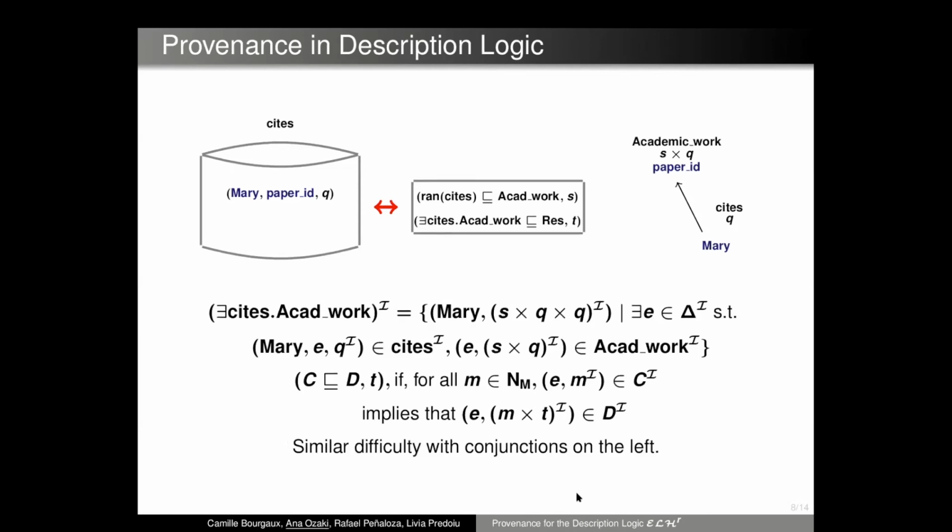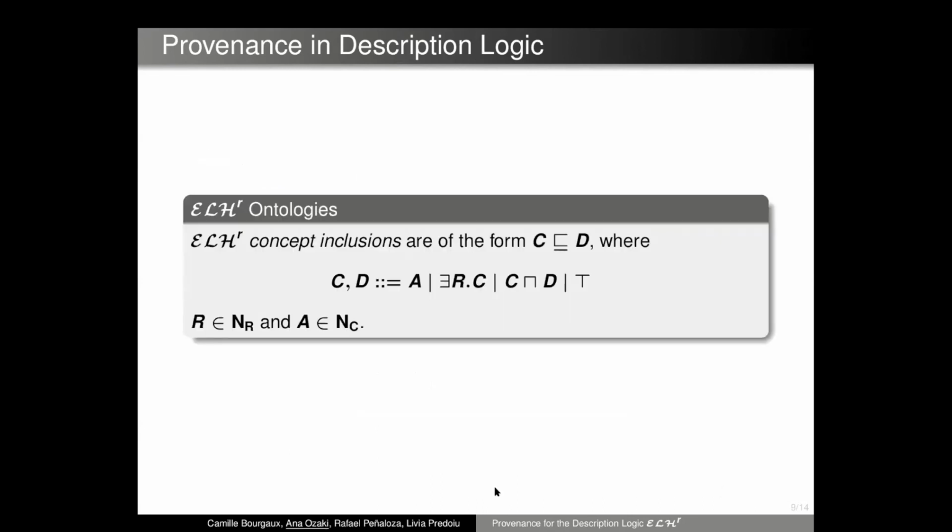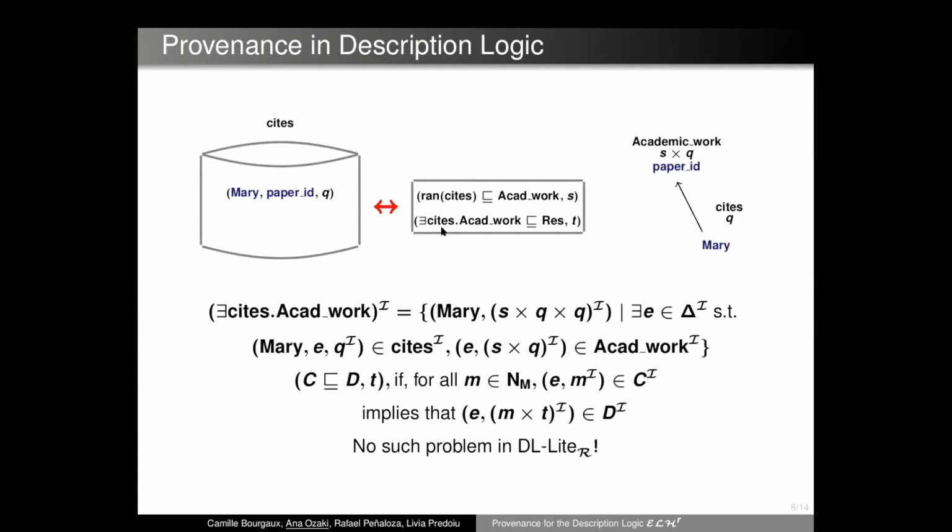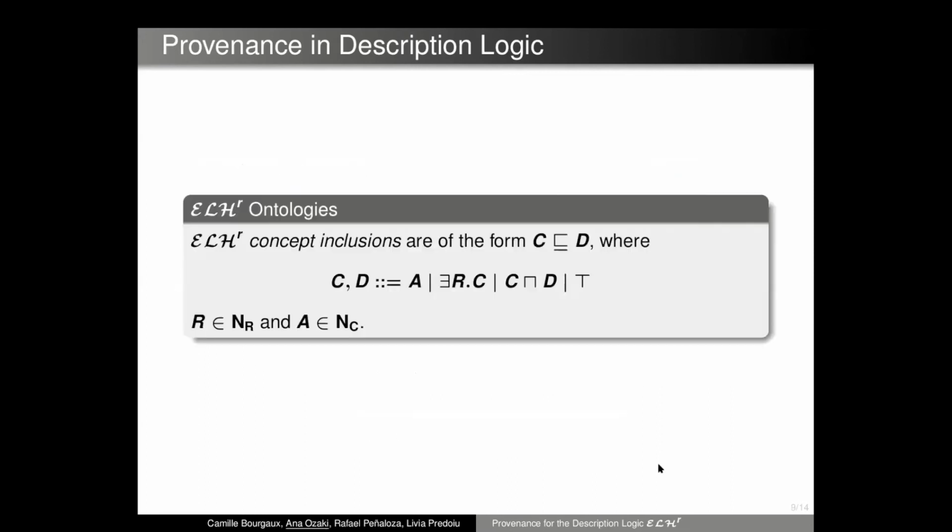So a similar difficulty arises when one has conjunctions on the left-hand side. And one thing to notice here is that this is a problem that we did not see in ELHr, and that's because in ELHr we don't have this kind of expression. We never combine information in multiple tuples as we have here.